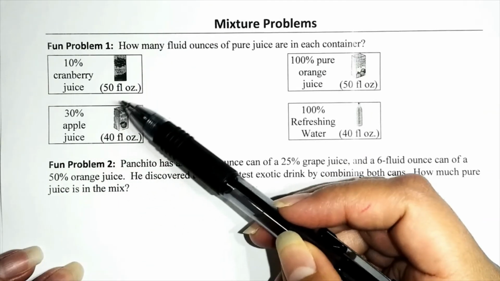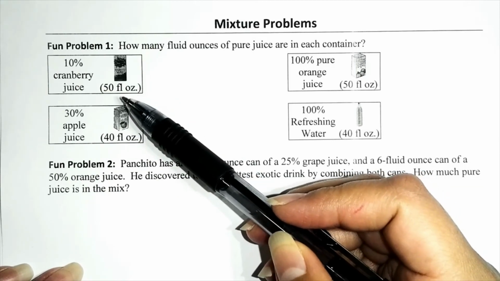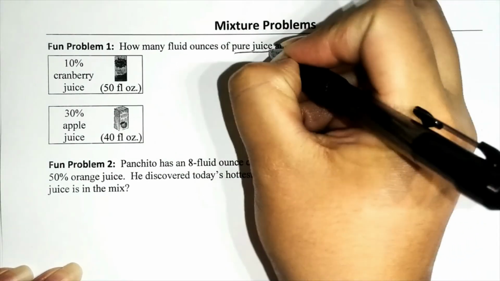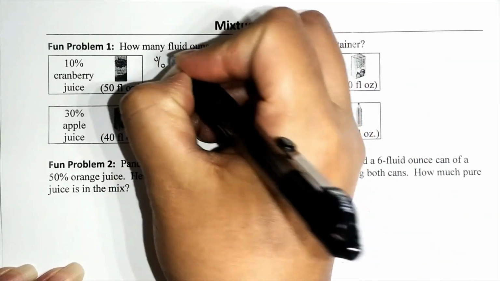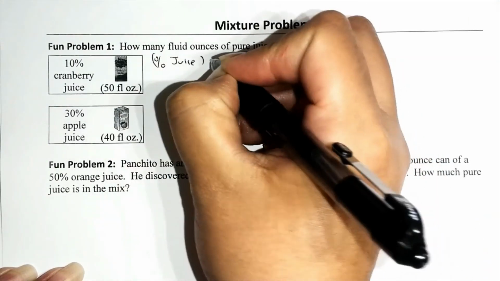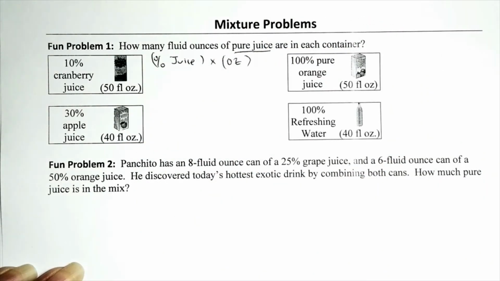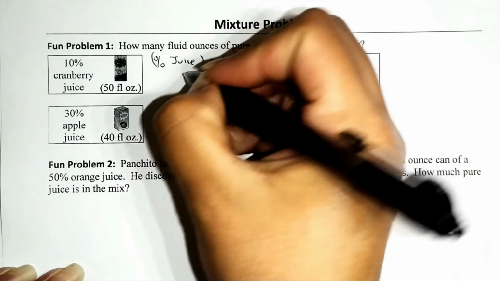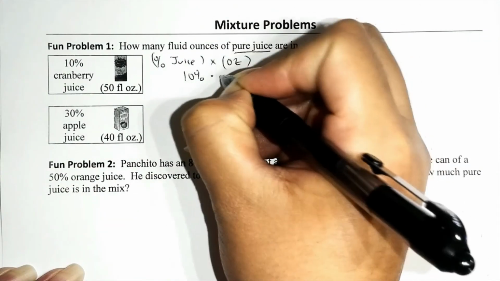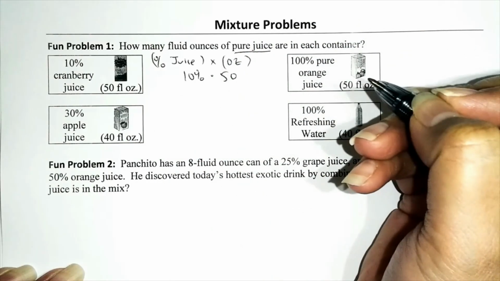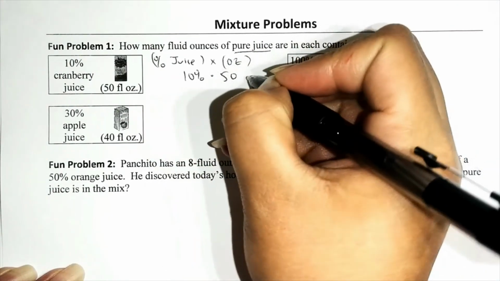Okay. So this has 50 fluid ounces, and I want to know how much pure juice is really in here. So pretty much we're gonna take the percent juice, and then we're gonna multiply it by the ounces. I know we're supposed to say fluid ounces for liquid, and ounces for weight, but I'm lazy, so I'm gonna scratch out the fluid. So if you want to know how much pure juice is in this bad boy, let's take the percent juice. It's 10%, and then we're going to multiply it by 50 ounces. 10% of 50, I'm not good at math, but I think that gives you 5.